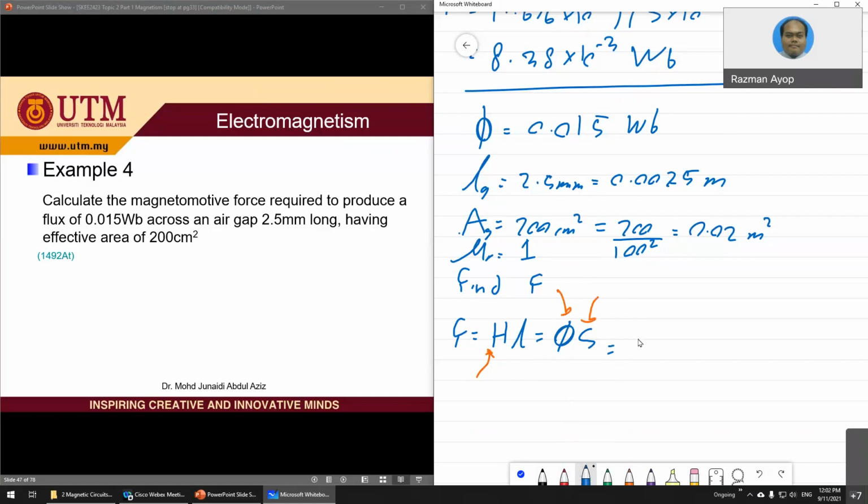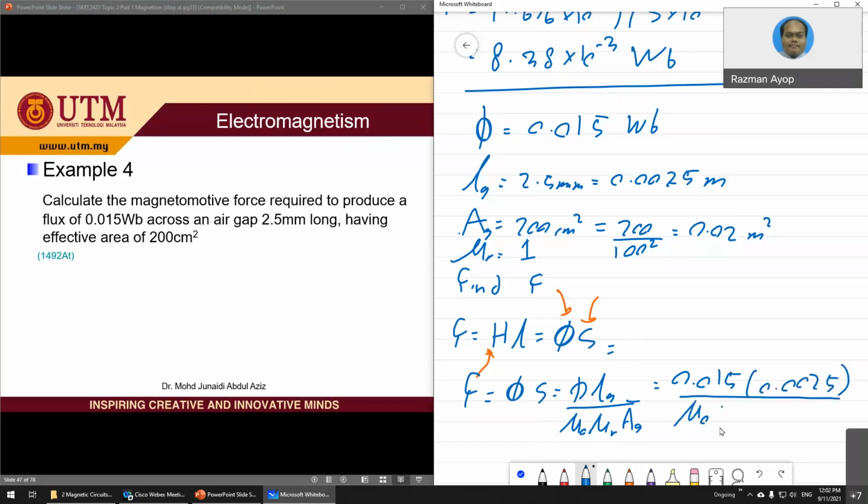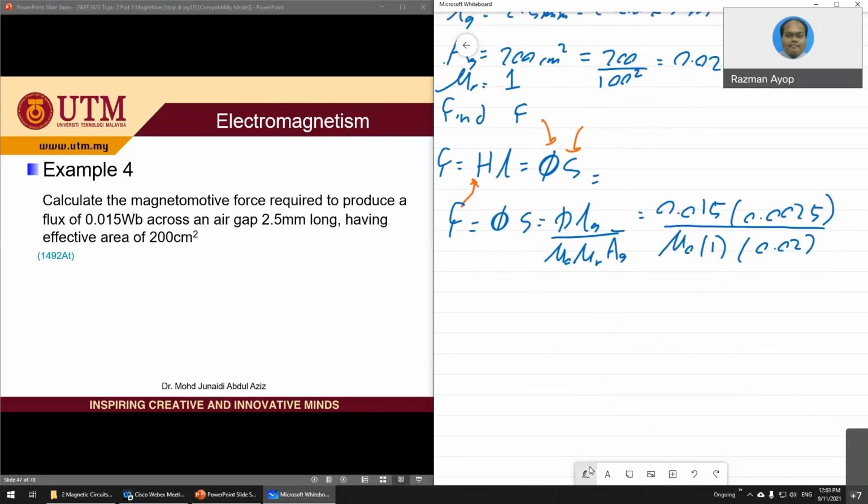So continue. F is equal to flux times S, which equals flux times length g divided by mu naught mu r and area g. So 0.015 multiplied by the length, 0.0025, divided by mu naught, mu r is 1, area is 0.02. Use your calculator and find the answer.